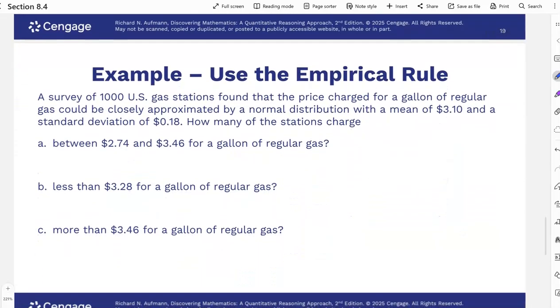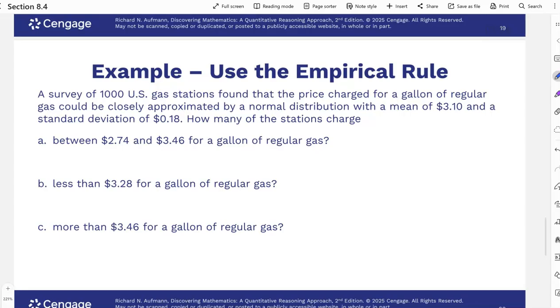So how do we use this rule? Let's look at an example. Take a minute, read the problem, and then come back and we'll talk about it.